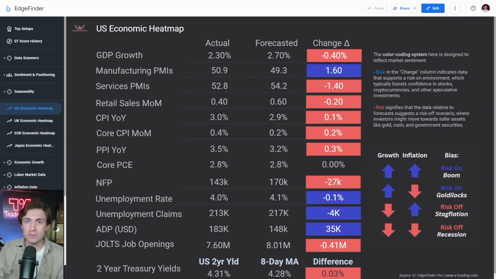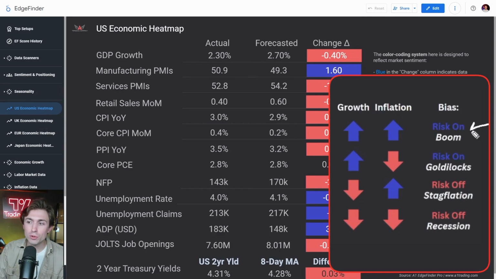In markets, there are different types of environments that you can find yourself in. For example, you may be in a boom cycle, a Goldilocks cycle, stagflation, or recession. And in this video, I'm going to talk about each one of these and how to spot that you might be in that type of environment. And most importantly for active traders, which assets tend to do well or poorly in each cycle.